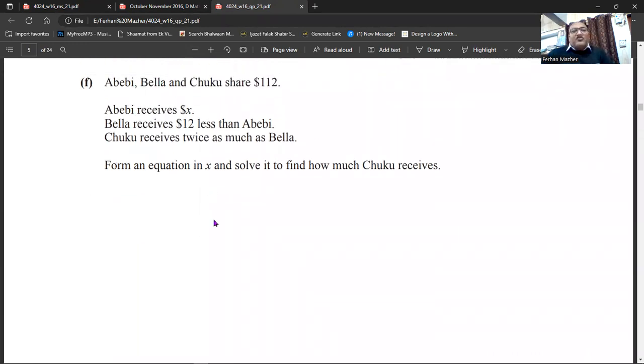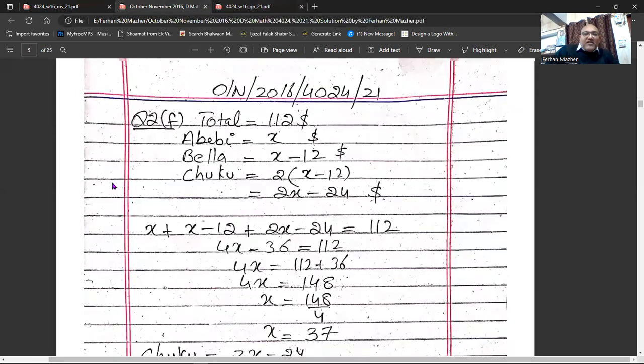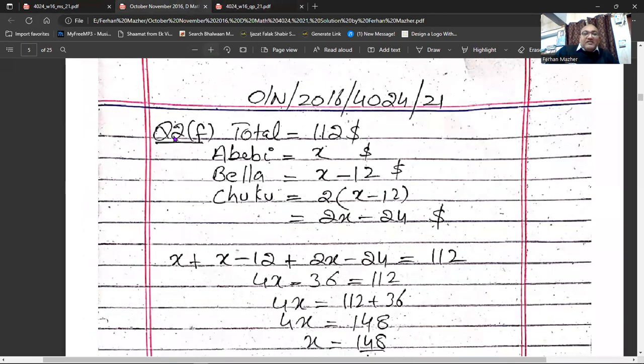Question number 2, F part, and this is a 3 marks question. Abibi, Bella, and Chuku share $112. Abibi receives X dollars, Bella receives $12 less than Abibi, so it will be X minus 12. Chuku receives twice as much as Bella, so it will be 2 times the money Bella got. Form an equation in X and solve it to find how much money Chuku receives. Okay, so it is a very simple, straightforward algebraic story sum.